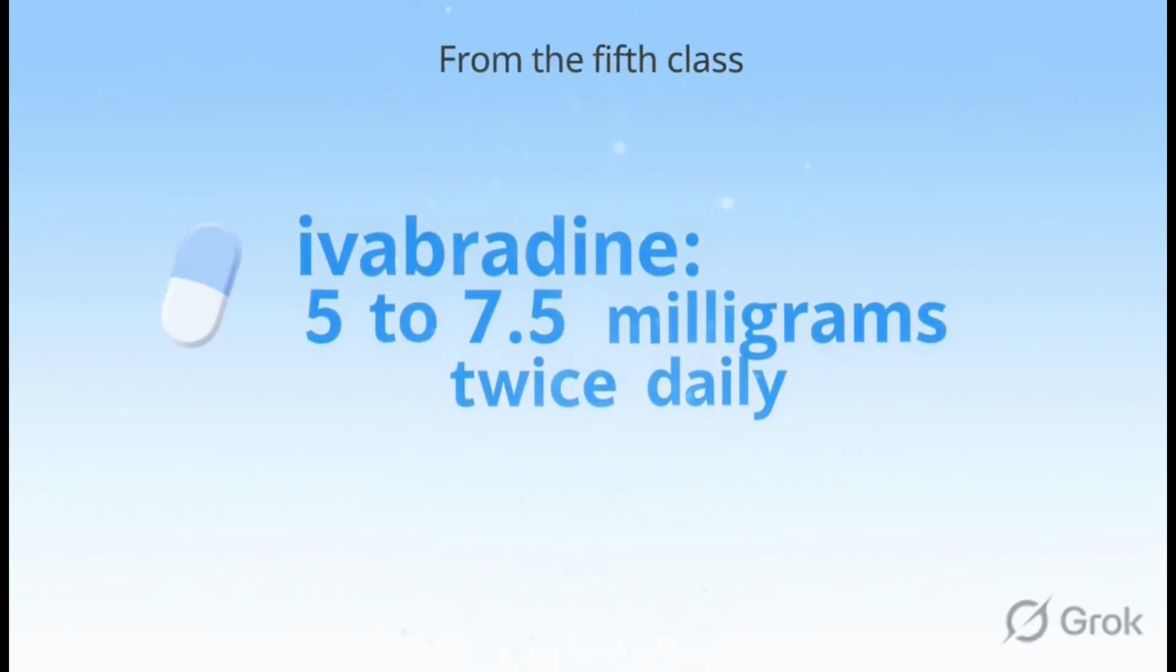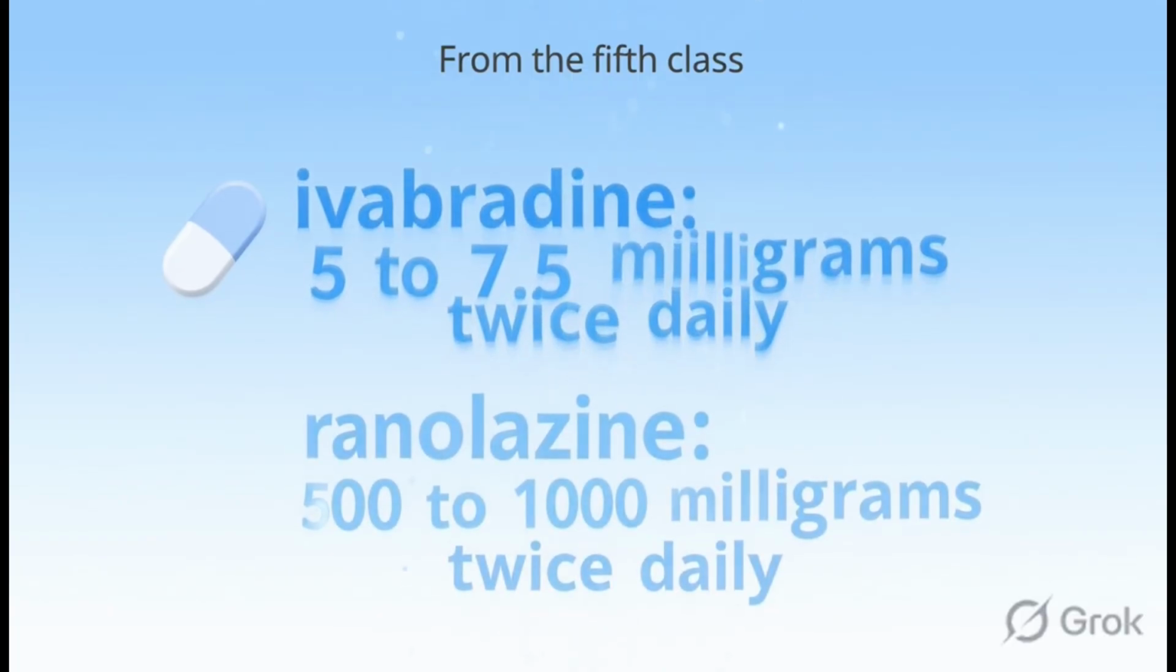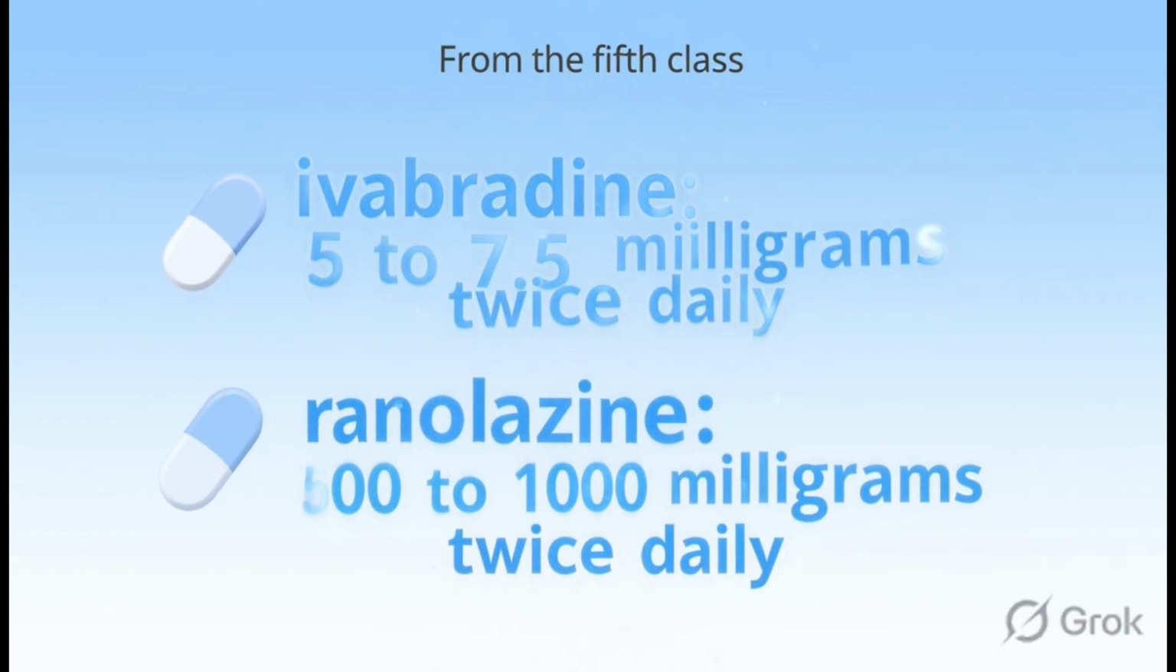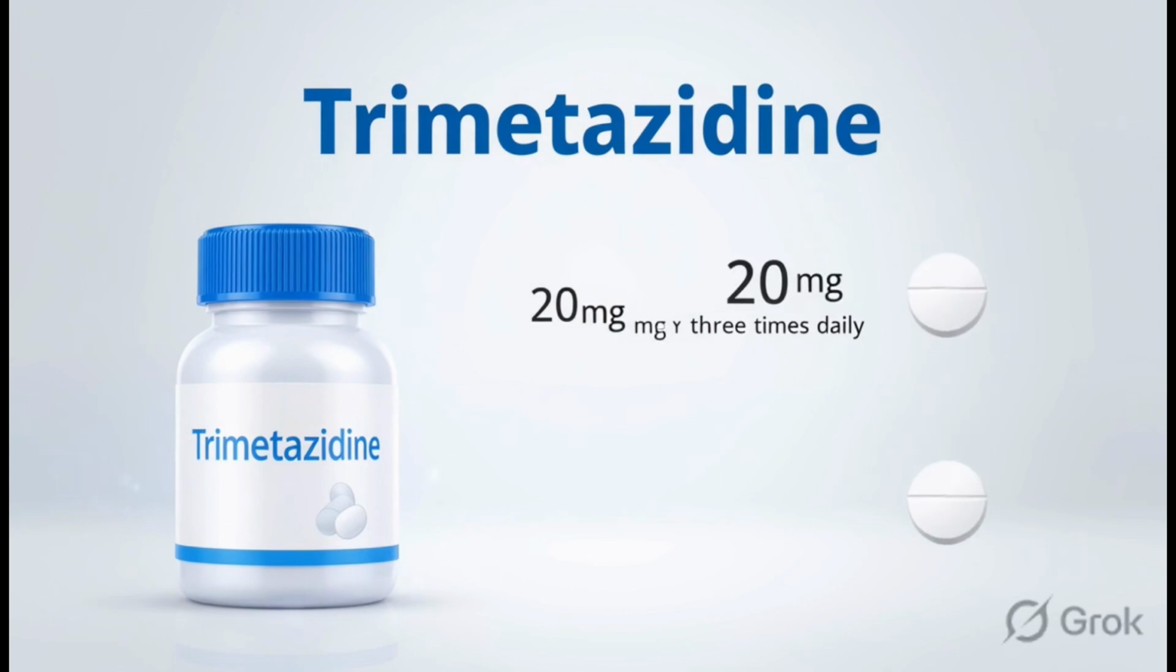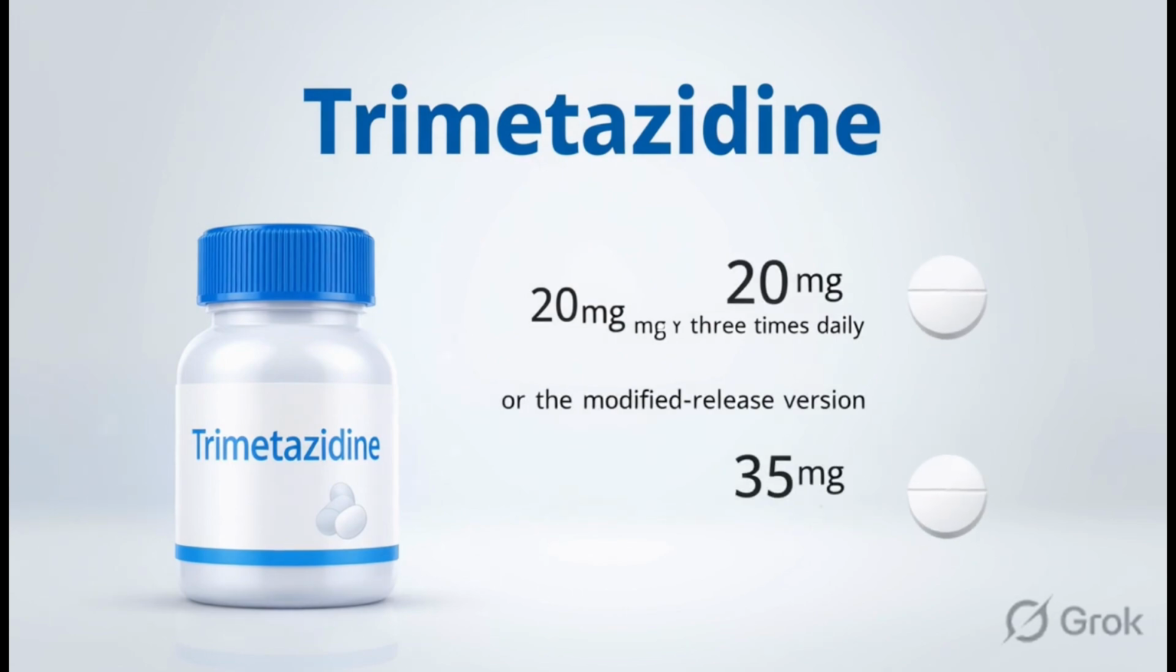From the fifth class, Ivabradine, 5 to 7.5 milligrams, twice daily. Ranolazine, 500 to 1,000 milligrams twice daily. Trimetazidine, 20 milligrams 3 times daily, or the modified release version, 35 milligrams twice daily.